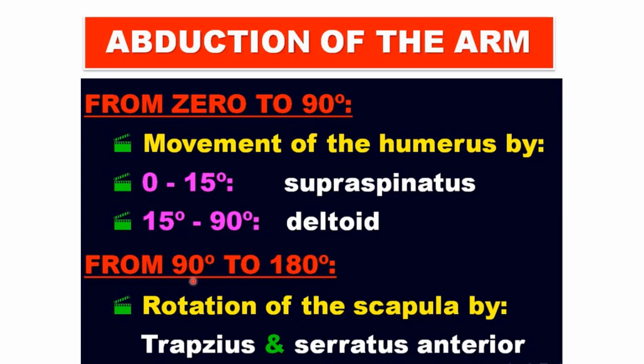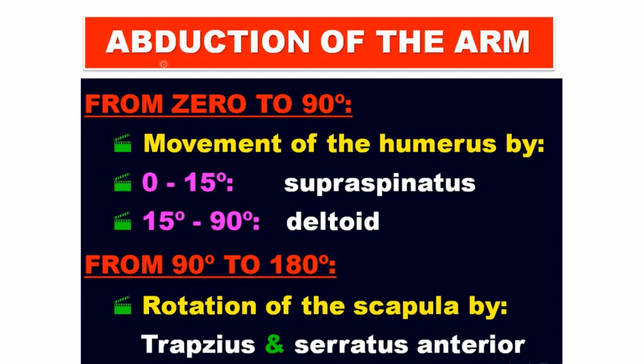Now once it gets to 90 degrees, another group of muscles will take over. Okay, we have the trapezius muscle and the serratus anterior muscle. If you remember our previous slide, we said that the trapezius muscle will pull the scapula upwards, and then the serratus anterior muscle moves the inferior border of the scapula outwards. Okay, if you want to move the hand above your head.